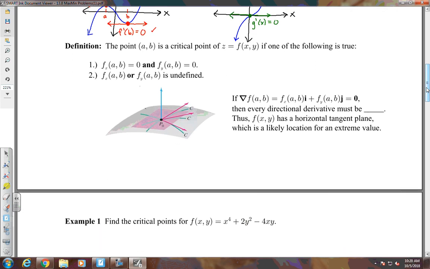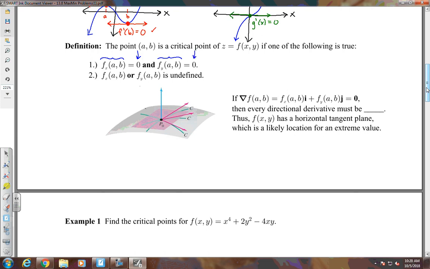Number one, f sub x evaluated at (a, b) is equal to 0 and f sub y evaluated at (a, b) is equal to 0. Now pause for just a minute and think about the geometric interpretations of those derivatives. When we find f sub x, we are calculating the slope of the surface in the positive x direction. And we are discovering if we face east, for example, the slope is 0. F sub y evaluated at a particular point gives me the slope of the surface in the positive y direction. Again, if I imagine myself standing on a surface, I would be looking north. The slope in that direction is 0.